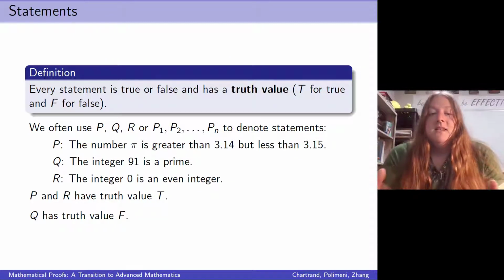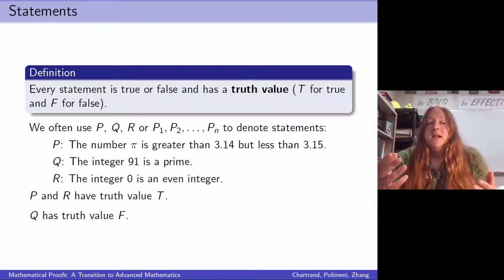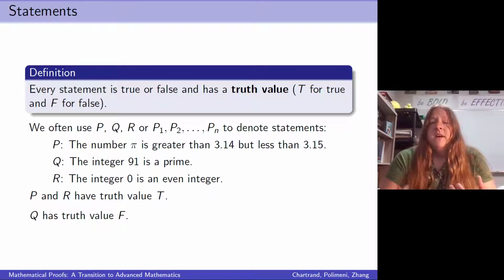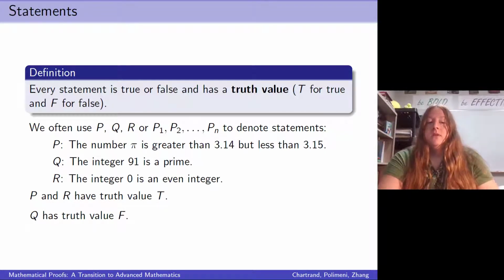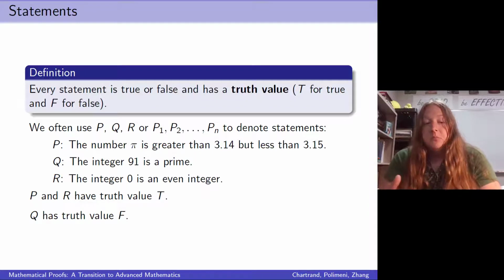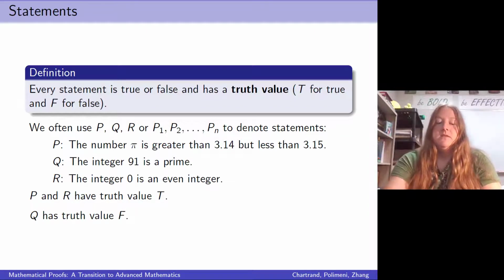So we care that these statements have a truth value, that they're true or false. And every statement is going to have this truth value. The truth value is going to be very important when we start thinking about logically how different things can link together. A lot of times for statements we use letters P, Q, and R, and we'll use subscripts even. P is really the go-to for statements. In this example they give you, P is the statement that the number pi is greater than 3.14 but less than 3.15, and R is the integer 0 is an even integer, and both of those are true statements, so they both have truth value true. Whenever you're asked what the truth value of a statement is, your answer should be true or false. And Q, 91 is a prime integer, is not true, so the truth value of Q is false.